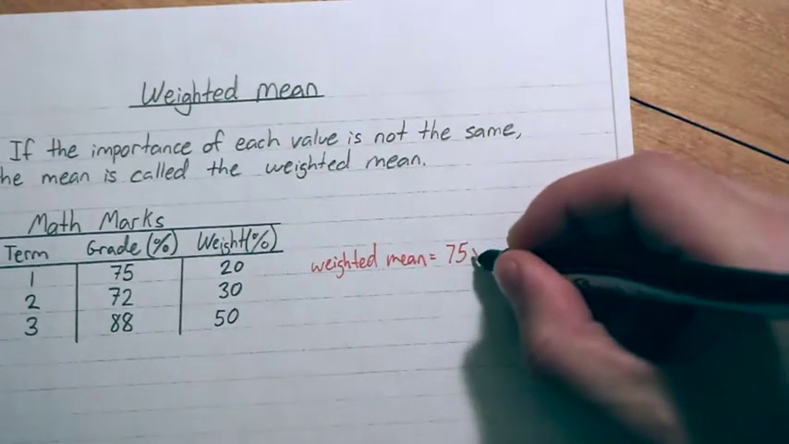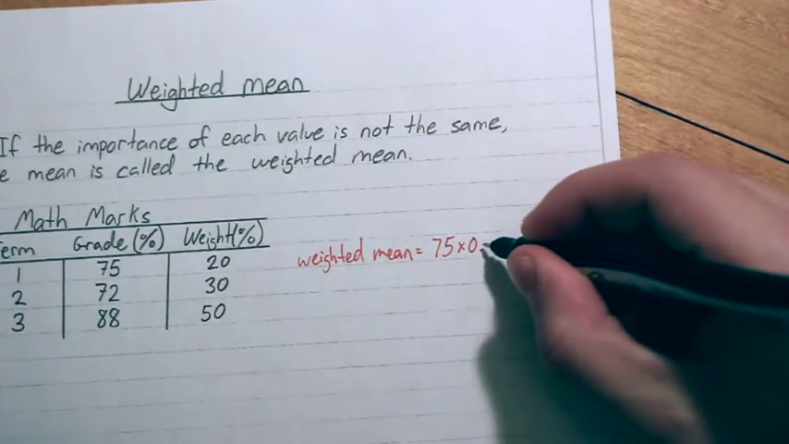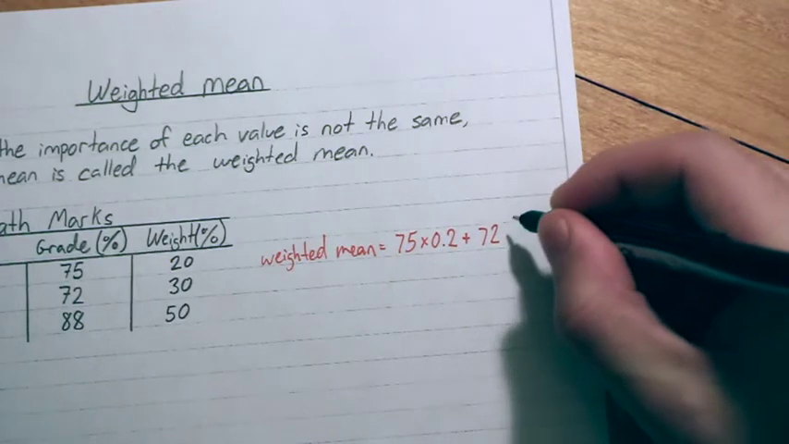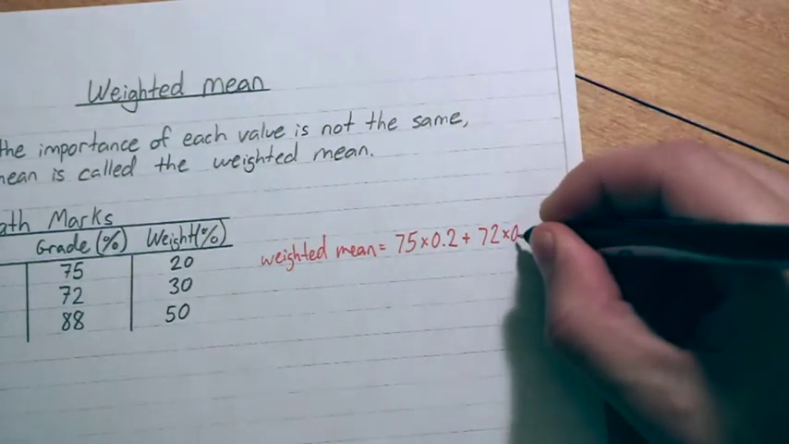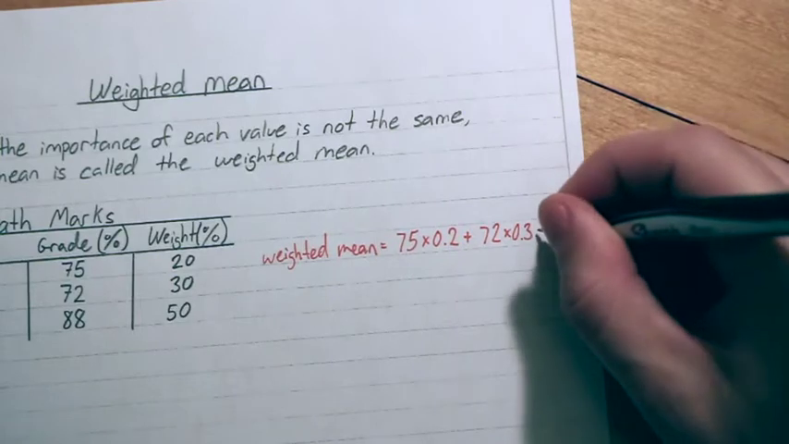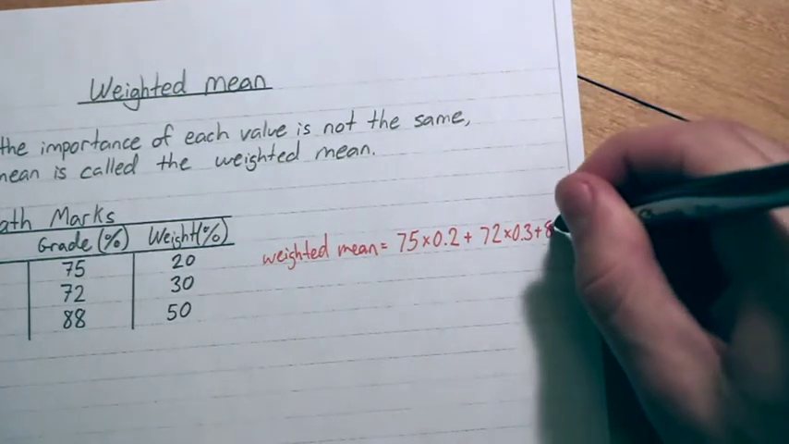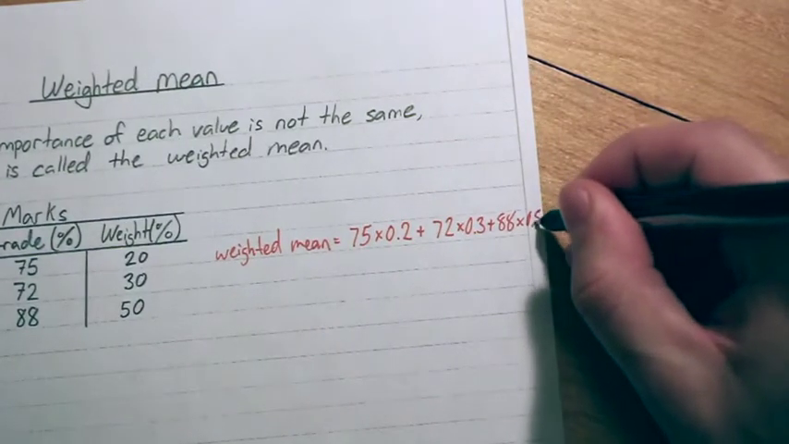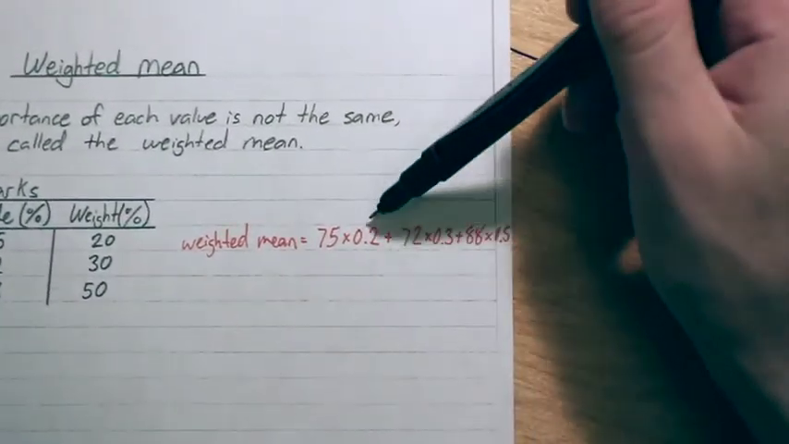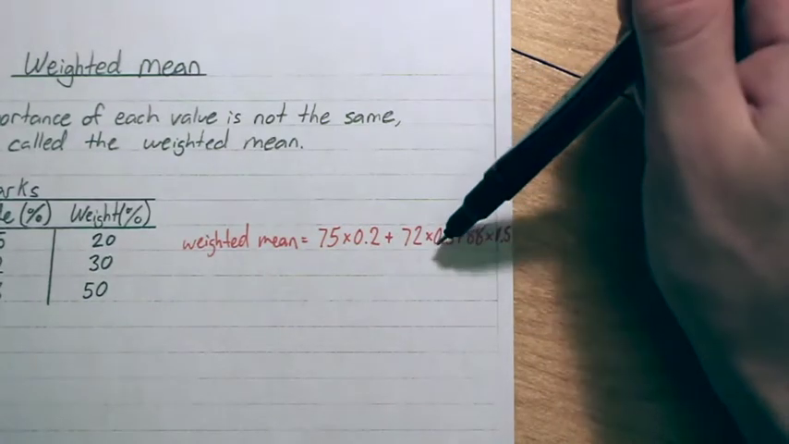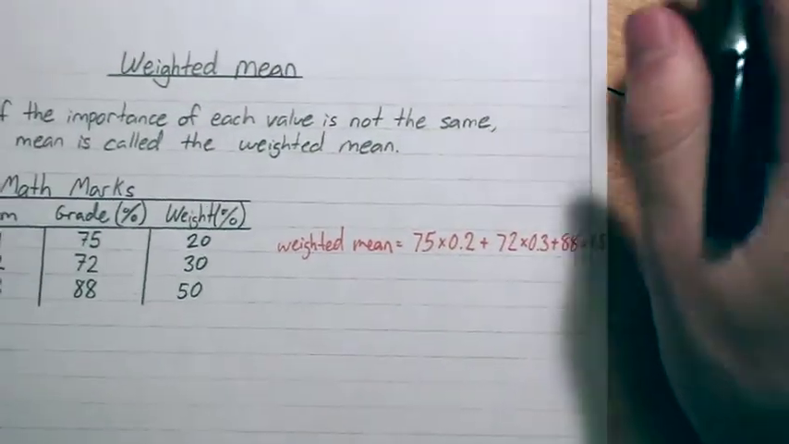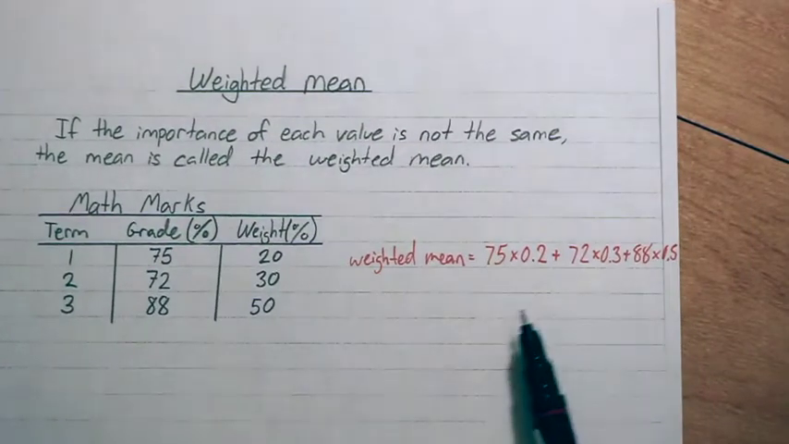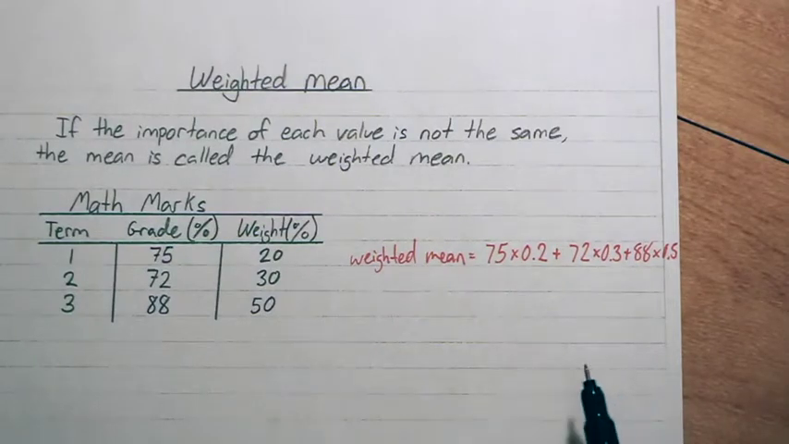So let's go ahead. 75 for the first term times how much it's worth, which is 0.2. Add that to 72 for the second term, multiplied by how much it's worth, which is 0.3. And then add that to 88, multiplied by how much that's worth, which is 0.5. You'll see all of these will always add up to 1. 0.5 plus 0.3 plus 0.2 is going to add up to 1, meaning in total we're going to get what he got or she got out of 100%.